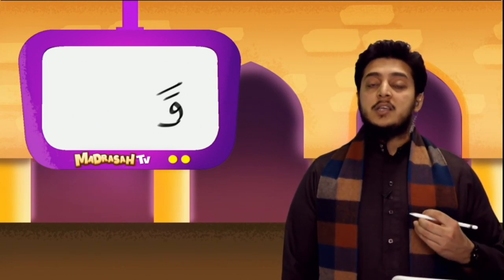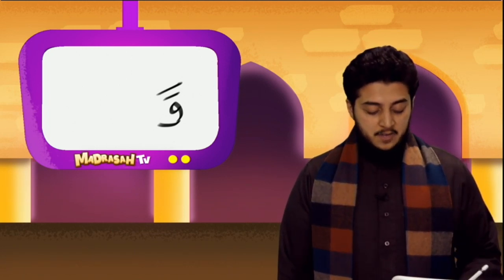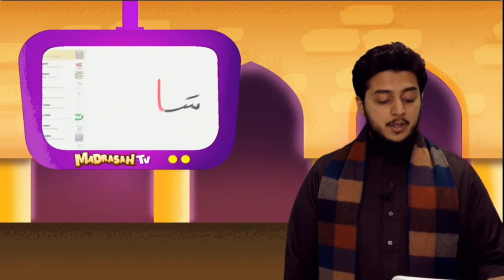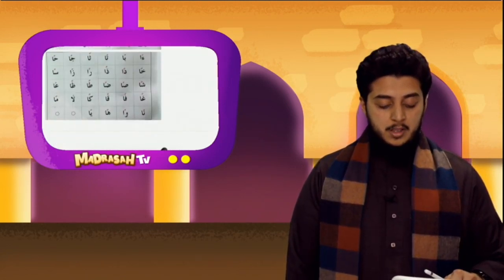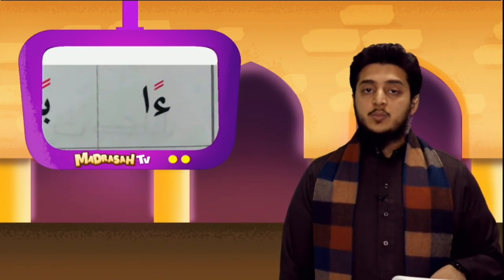Double fatha is a way of showing a silent noon that is invisible. You guys see no noon here, but it actually was a noon, a silent noon, yeah? Now, I'm going to go to some exercises. I'm going to show you guys what I mean by tanween. You see all these examples in front of you. This is tanween, okay? Look at the first one here.